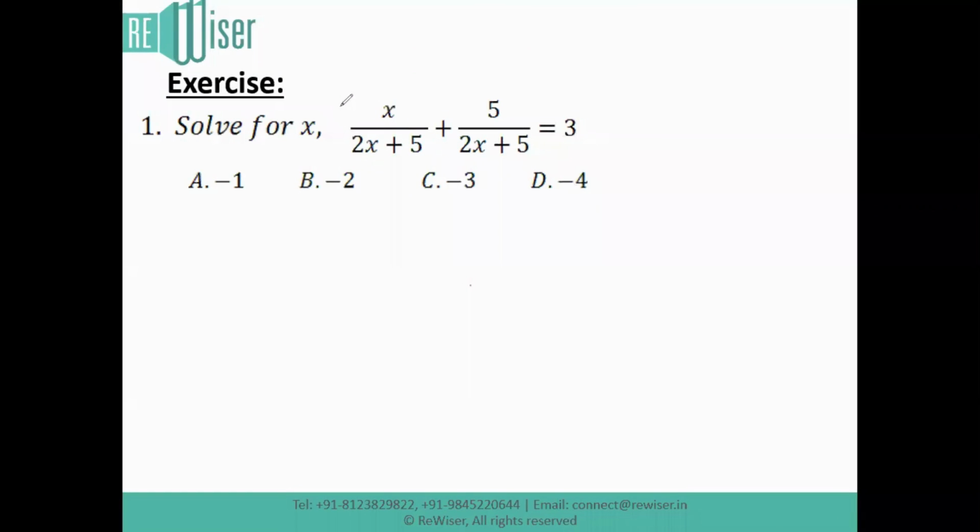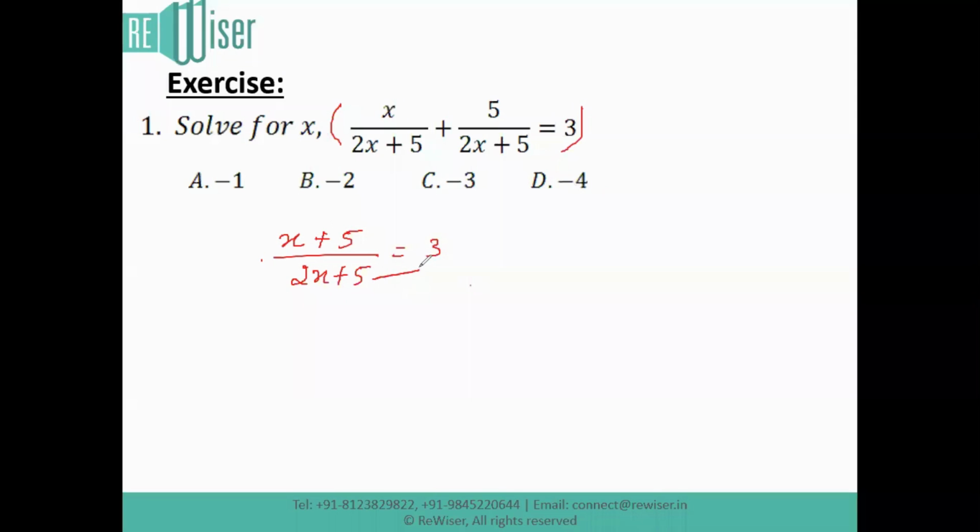In this given expression, I just have to solve for x. So basically I have x over 2x plus 5 plus 5 over 2x plus 5. Since the denominator is common, I can directly add the numerators, which is nothing but x plus 5 over 2x plus 5, which is equal to 3.